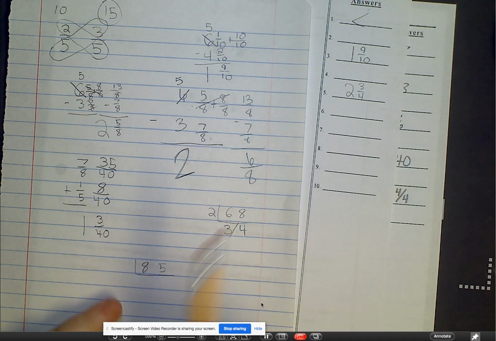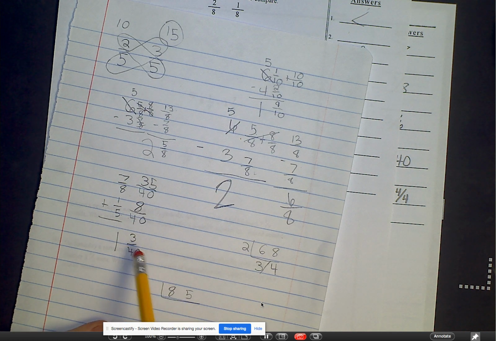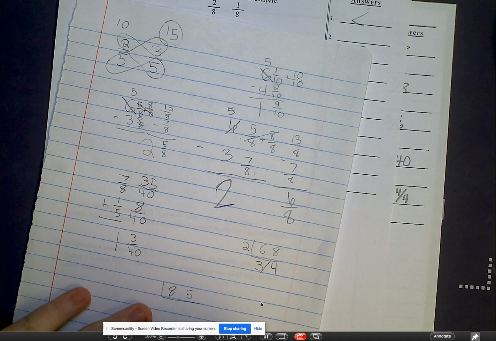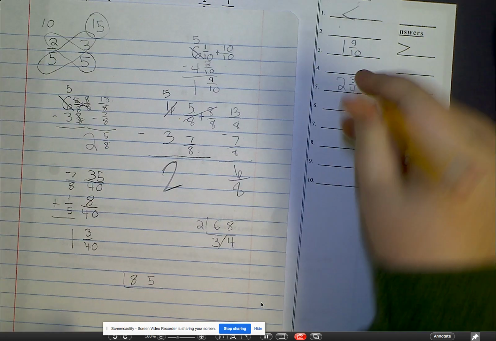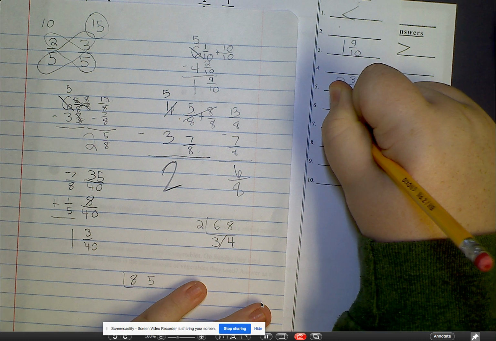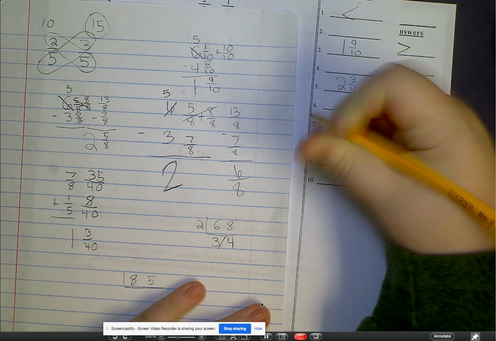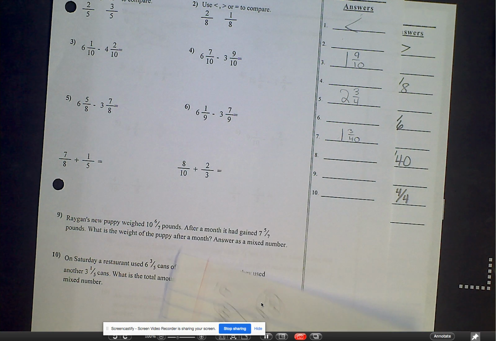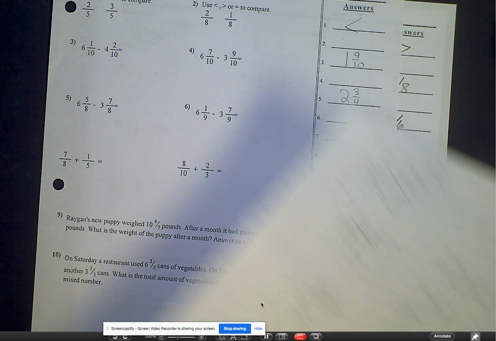Because nothing can go into 3 and 40 together, and 3 is a prime number. So it's only one in itself. That's exactly right. So if 3 doesn't equally go into 40, then it's not going to work, which it does not. Good job. Now we're going to do number 9.